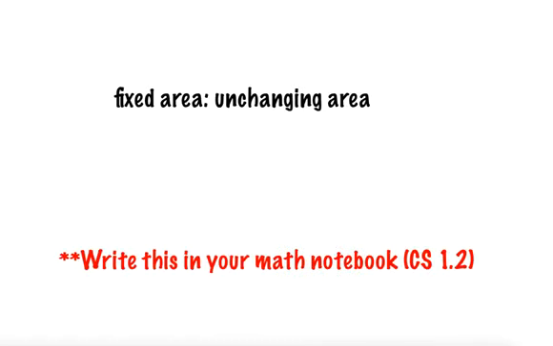So your first definition is fixed area, which is unchanging area. So that means that's area that is not going to change. Take a moment and pause the video and write this in your math notebook. On the top of the lesson, you can label it CS for covering and surrounding 1.2.